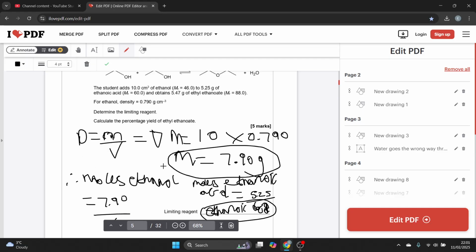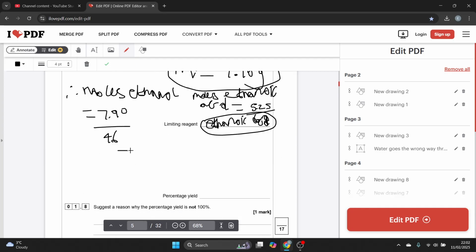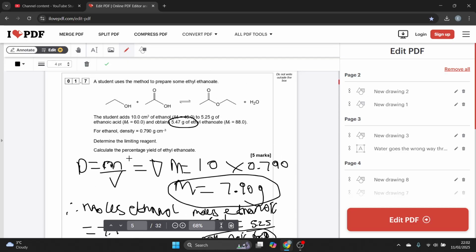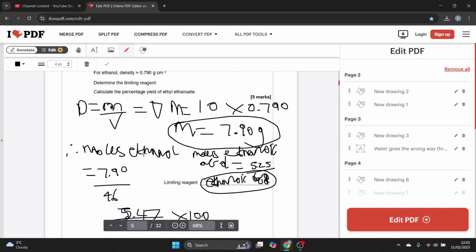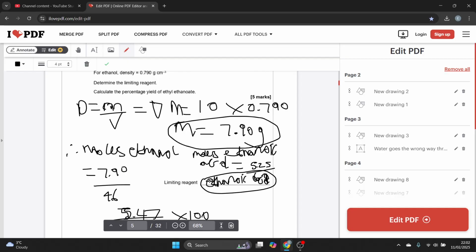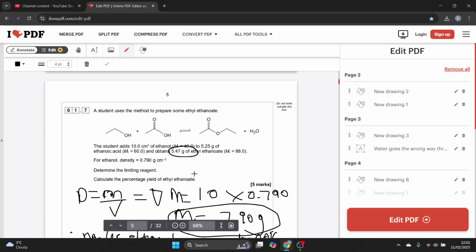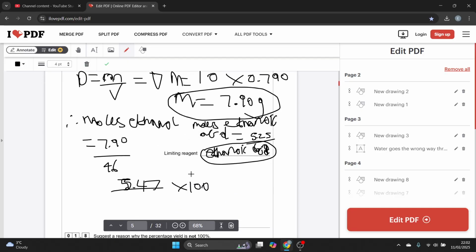Then it says calculate the percentage yield of ethyl ethanoate. Well, I know I obtained 5.47 of ethyl ethanoate, the actual yield, over the theoretical yield times 100. For the theoretical yield I'd use the moles, but I'm not going to use the limiting reagent moles of ethanoic acid. I'm going to use the moles of ethanol, 7.90 divided by 46. Then mass is the moles times the Mr of ethyl ethanoate, and then use that.